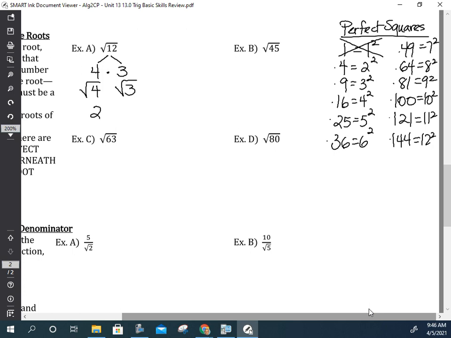Square root of 4 is 2. 3 you can't break down anymore. That's your final answer. So breaking down square roots, you have to know your perfect squares.